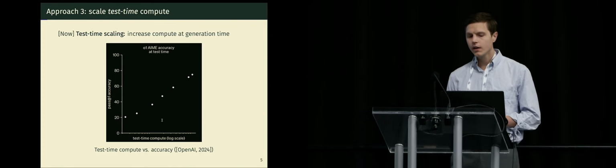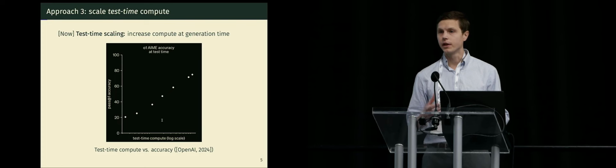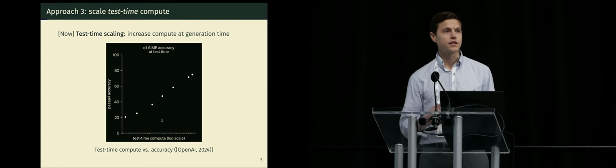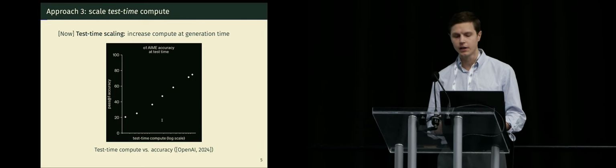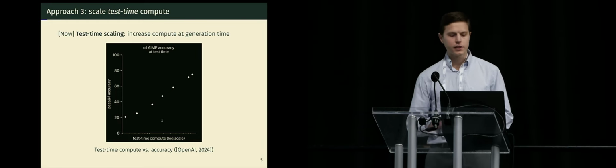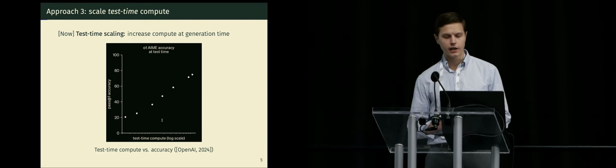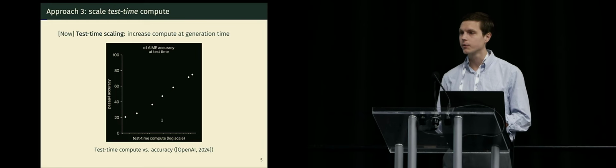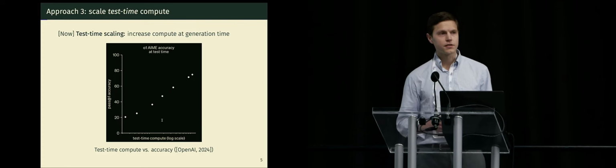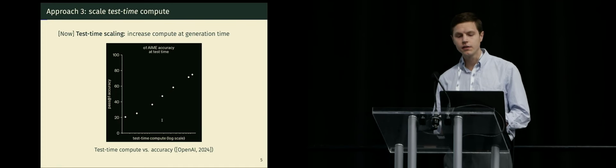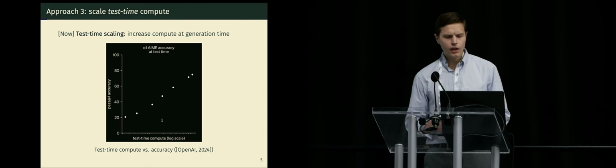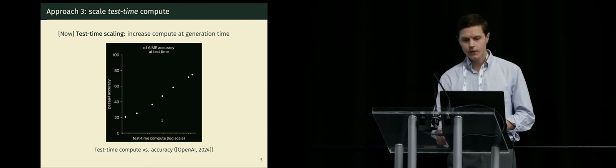time scaling. Here we take a model that's already trained, and we want to design methods that can improve its performance at test time, or inference time, or generation time. Here's a really stunning result recently from OpenAI. You can see that they've developed some method where, on the x-axis, they're increasing the amount of test time compute, and on the y-axis, they're seeing these improvements in this pretty difficult mathematical reasoning benchmark. So how might this be possible?